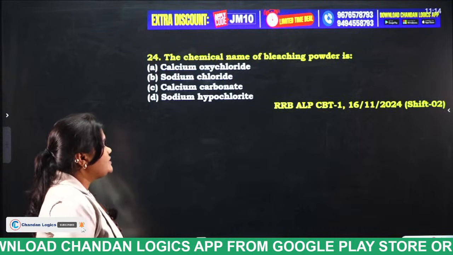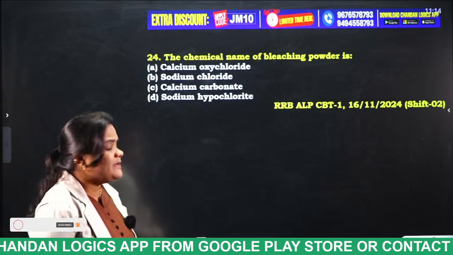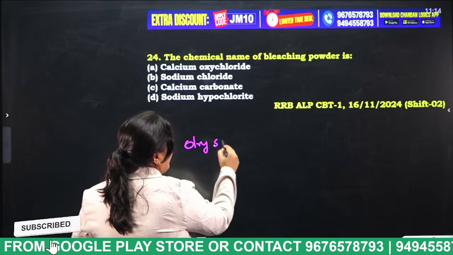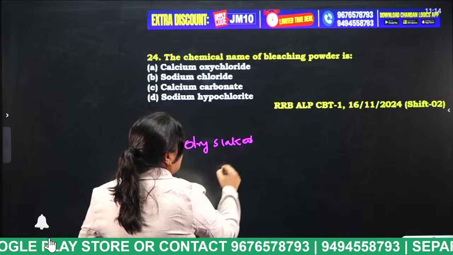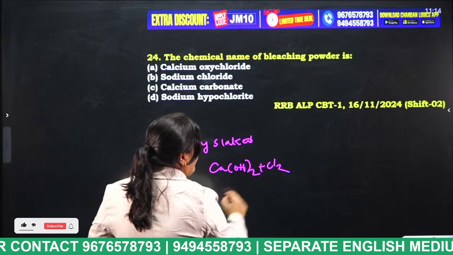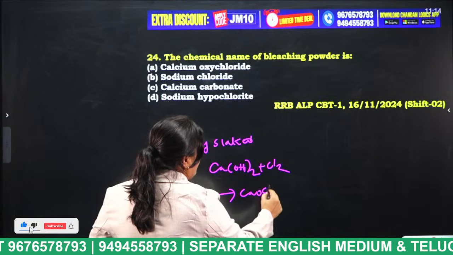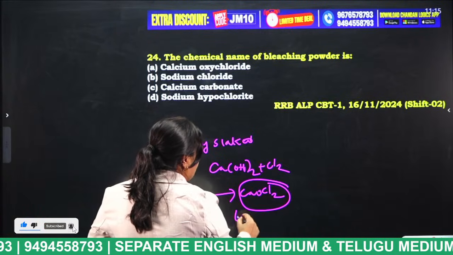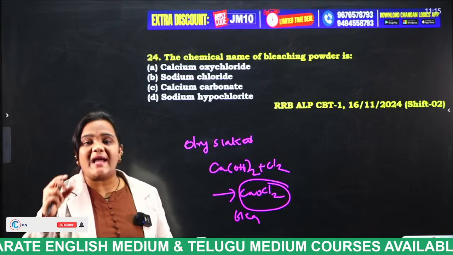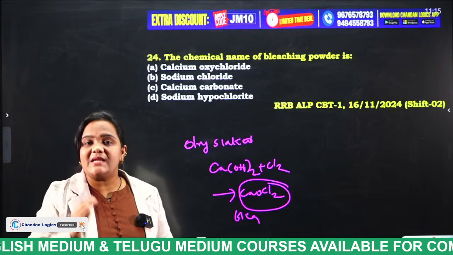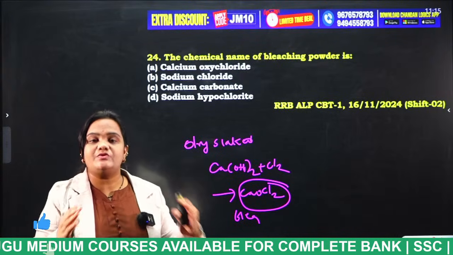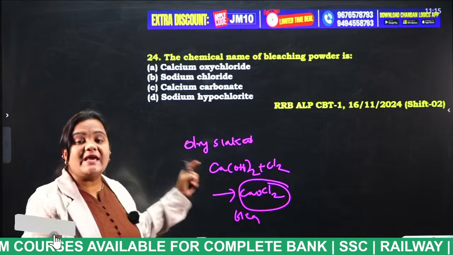Next. The chemical name of bleaching powder is calcium oxychloride, sodium chloride, calcium carbonate, or sodium hypochlorite. This question has been asked in RRB ALP CBT 1. If we pass chlorine gas into dry slaked lime, Ca(OH)2, what will you get, students? CaOCl2. This is nothing but bleaching powder. If chlorine gas is passed continuously over dry slaked lime, the product we get is bleaching powder, CaOCl2.